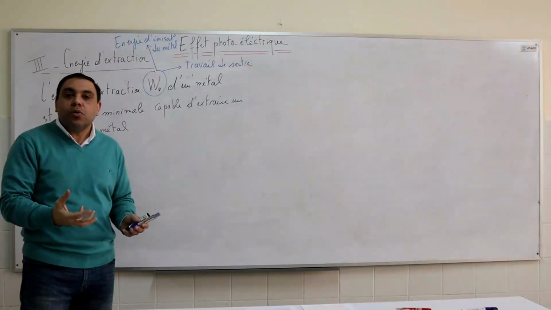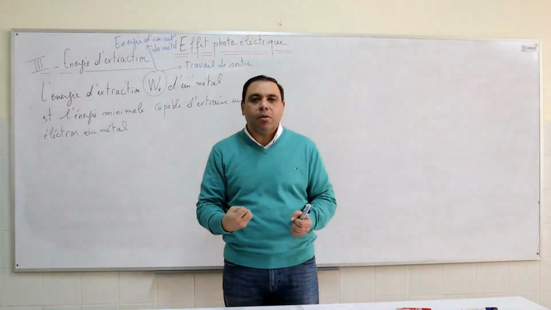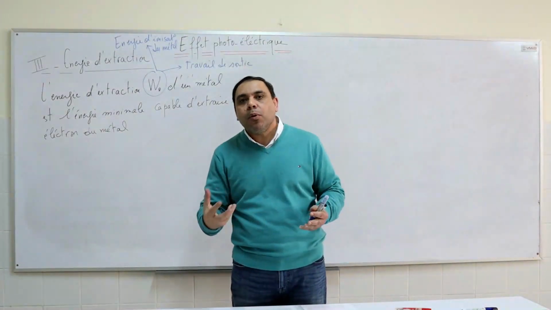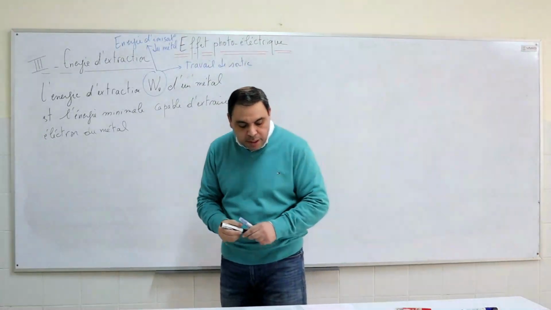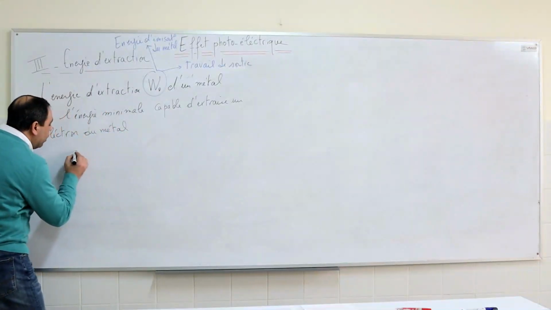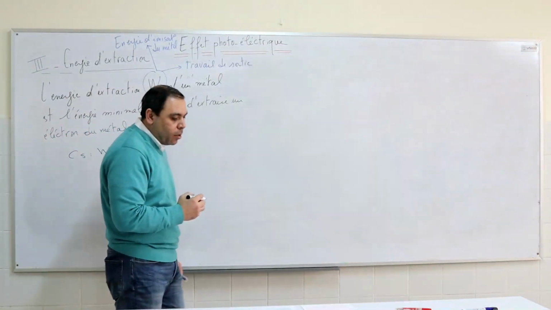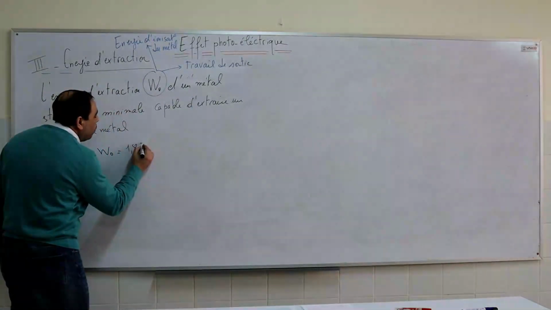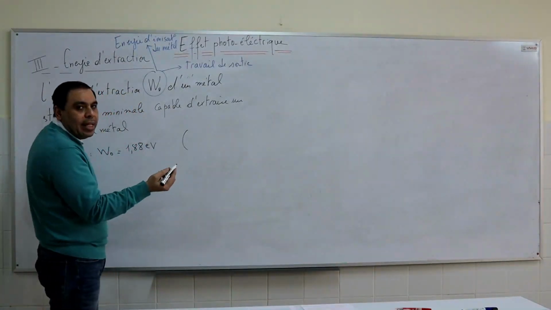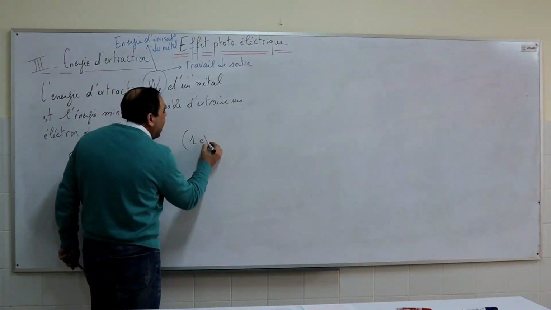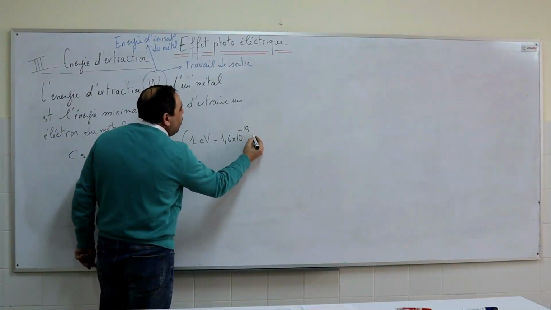Note that this extraction energy is not the same for all metals. Some electrons are strongly bound to a certain metal, whereas in other metals they are not. Let's take some examples here. For cesium, the extraction energy is 1.88 electron volts. The electron volt is a unit of energy, such that 1 electron volt is equal to 1.6 times 10 to the negative 19 joules.